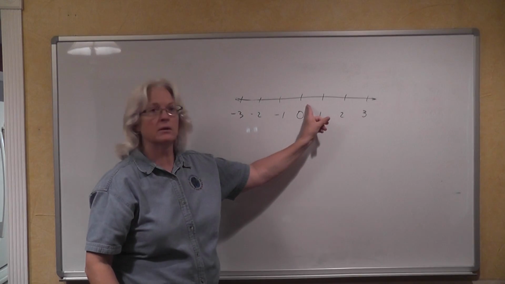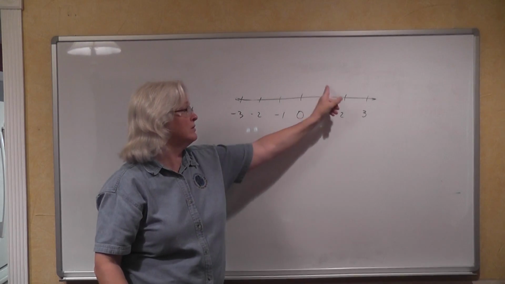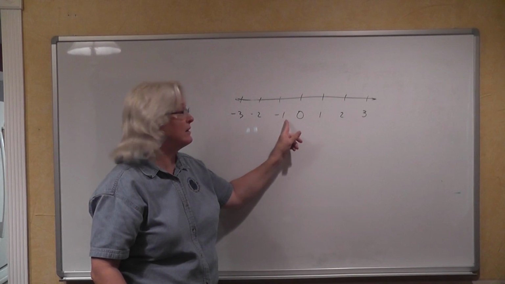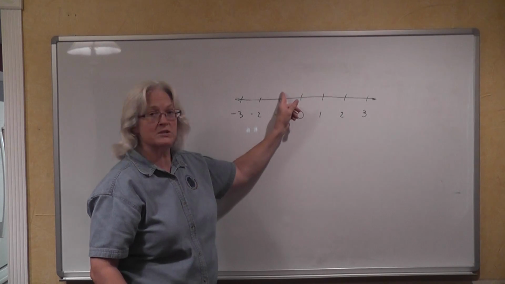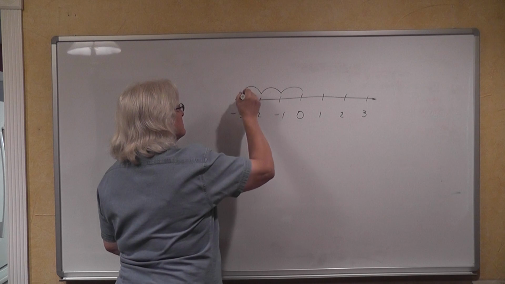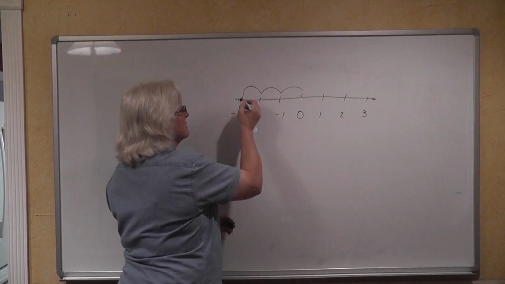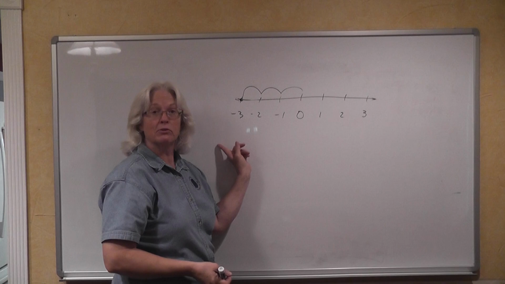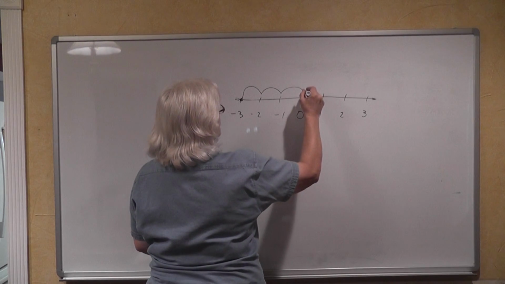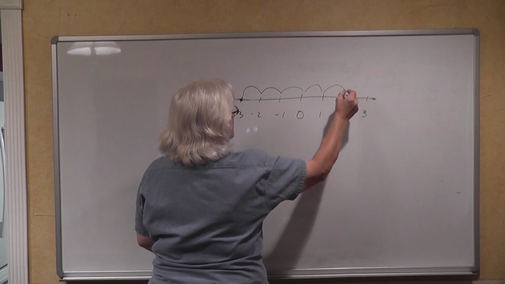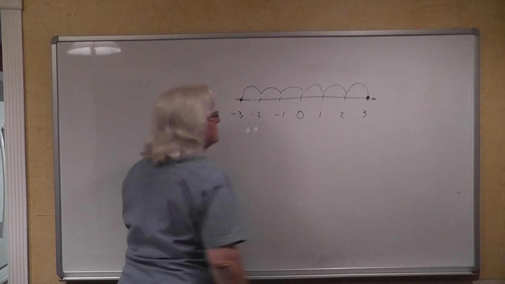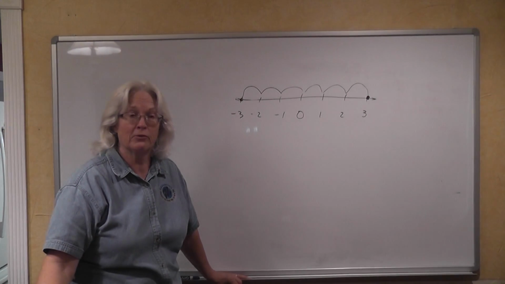So let me put some opposites in here. If I look at a positive 1, that's 1 unit from 0 to the right. Its opposite, which is a negative 1, is 1 unit from 0 to the left. If I look at negative 3, right here, negative 3 is 3 units from 0 to the left. Its opposite is going to be the same distance from 0 in the opposite direction. And look at that, 3 units from 0 to the right is a positive 3.